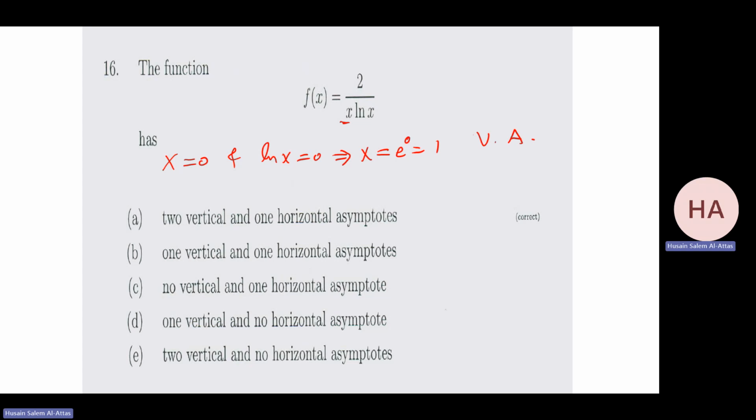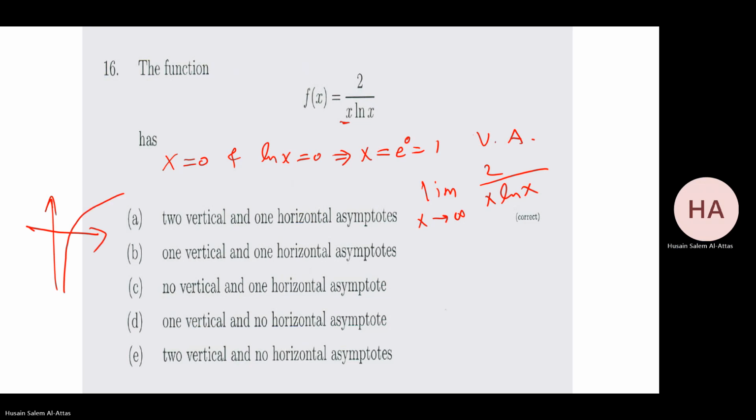You can also check it through the limit. We are concerned about the horizontal asymptotes. Okay. So the limit as x goes to infinity for this function will be 1. If you notice the ln, this is ln x. So as x goes to infinity, the function goes to infinity. So this is infinity, this is infinity, 2 over infinity, which is 0. So the limit here is 0.